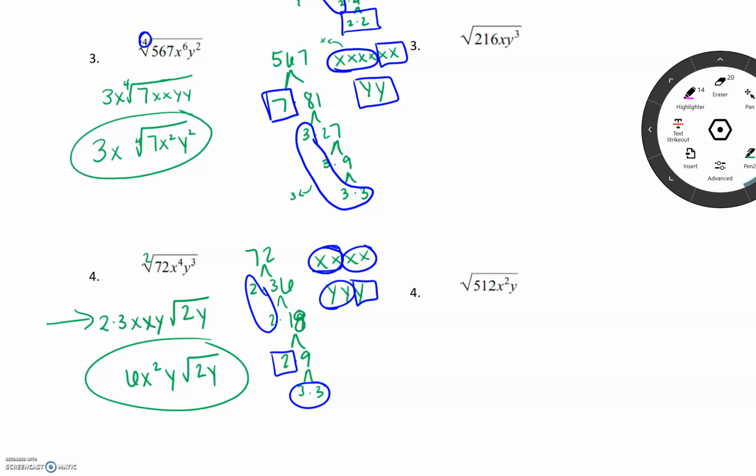All right, so again, you don't have to show that middle step. If I was doing it on my own paper, I would not be showing that middle step because I understand what's going on.